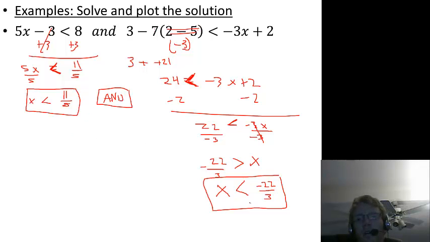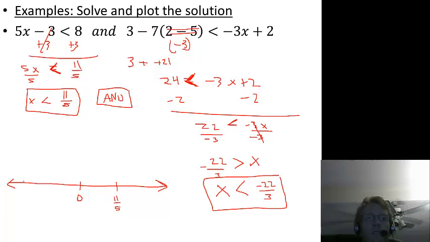So the question is, what's my overall final answer? The way that we do this is we make a number line, and we plot the two solutions. So this is 11 fifths, and this is negative 22 thirds. So that's over here somewhere. Negative 22 thirds. And let me change colors. And so we want to see, because it's an "and," we want the intersection where these overlap. This one is less than, and it's excluding the endpoint, so we're shading that way. And this one is also less than, so we're open circle, and we're shading that way.